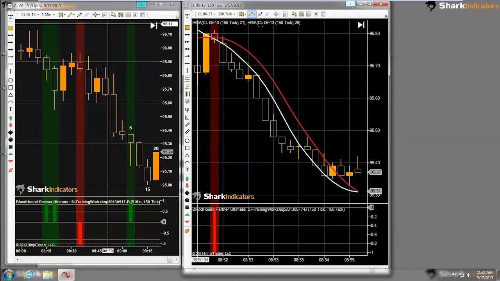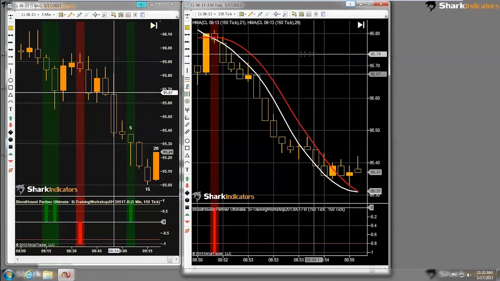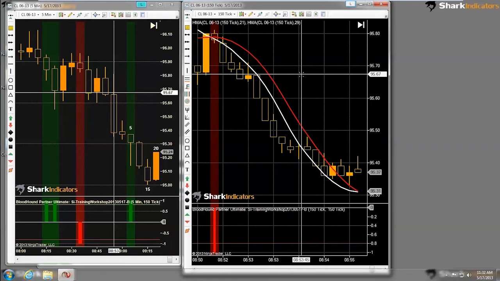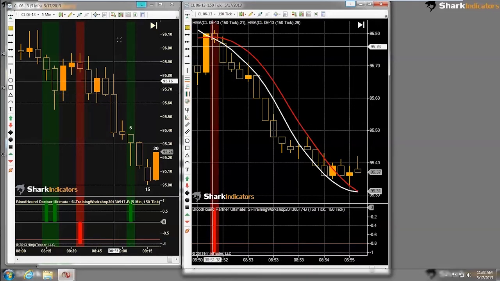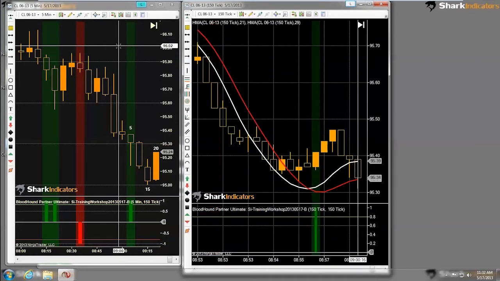chart and you're trying to look into a lower time frame chart. So best practice is to work on your lowest time frame chart and look up to the higher time frame charts. All right, well with that, guys, I think that'll wrap up this workshop.